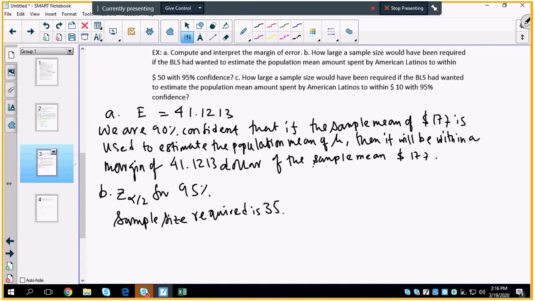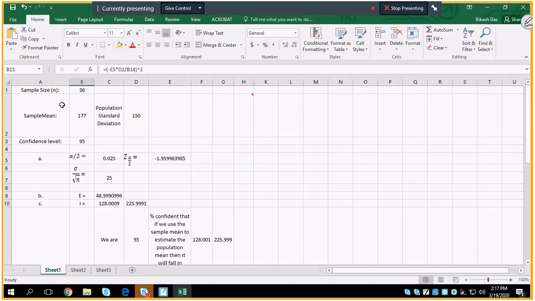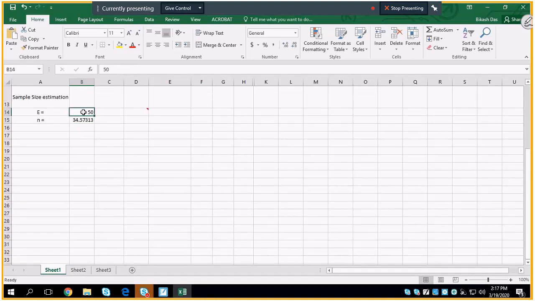The next one, number C, is asking you how large the sample size needed to be if the BLS had wanted to estimate the population mean amount spent by American Latinos to within $10 of the 95% confidence. So I want to do that problem, but it is even better margin of error. I want to do it for $10. Confidence level is still 95%, so don't have to change anything in the confidence level section. But the margin of error is $10. So we'll go ahead and change it, and it will tell me the sample size.